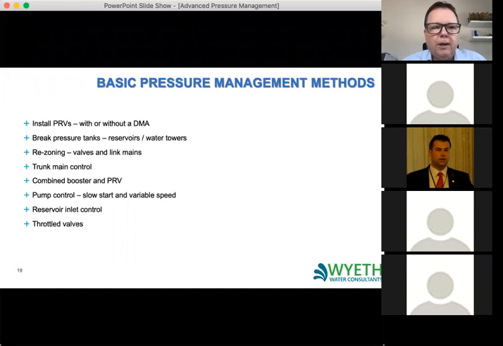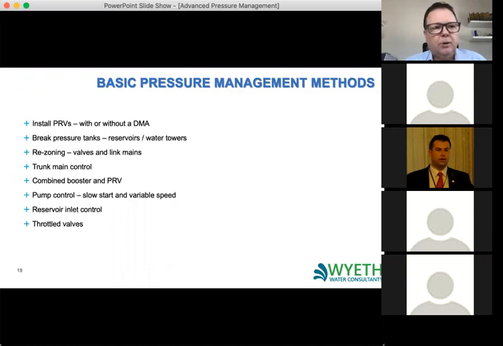There are quite a number of ways that people do pressure management in their networks. PRVs are a very common one, and I'm going to be talking a lot more about that in the next step. But other ways we can do it is through brake pressure tanks, reservoirs, or water towers. So a lot of gravity-fed systems actually use reservoirs to control the pressures that supply to certain areas.